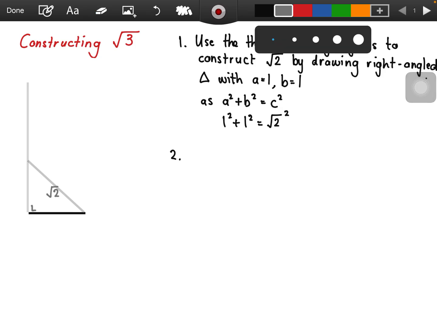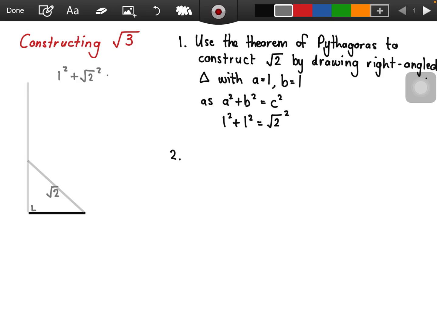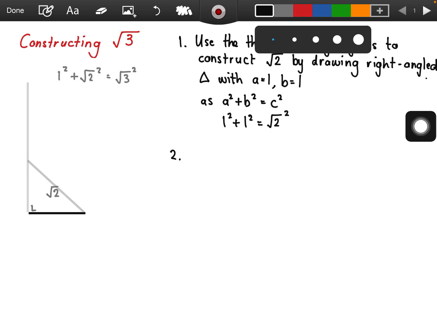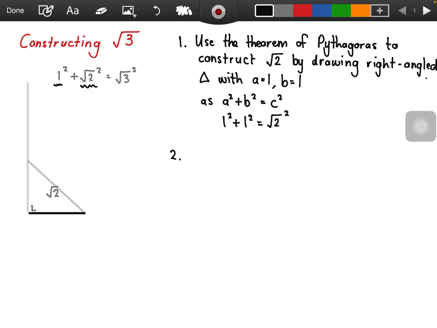So if I want 1 squared plus the square root of 2 squared to be equal to the square root of 3 squared, so I'm trying to get a hypotenuse of the square root of 3, these need to be the other side lengths of the triangle. So that's going to give me a hypotenuse of square root 3. So that's what I'm going to be aiming for here.